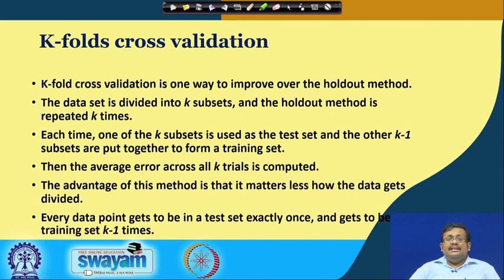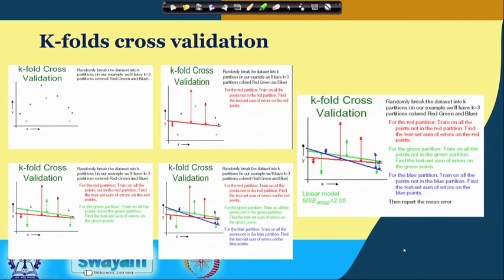The second method is called k-fold cross validation. K-fold cross validation is one way to improve over the holdout method. The data set is divided into k subsets, and the holdout method is repeated k times. Each time one of the k subsets is used as a test set, and the other k minus 1 subsets are put together to form a training set. Then the average error across all the k trials is computed. The advantage of this method is that it matters less how the data gets divided, and every data point gets to be in the test set exactly once and gets to be in a training set k minus 1 times.